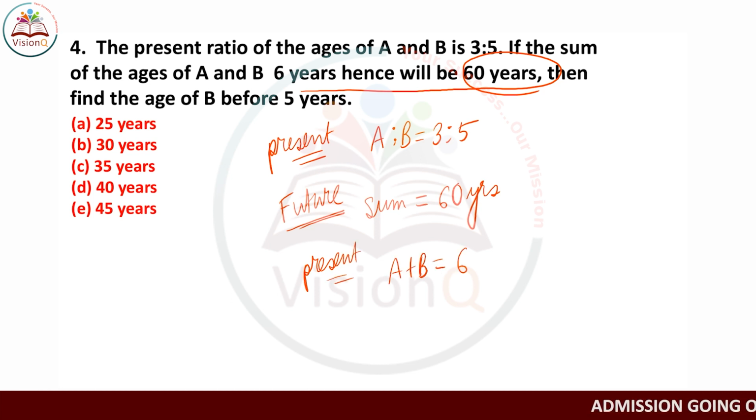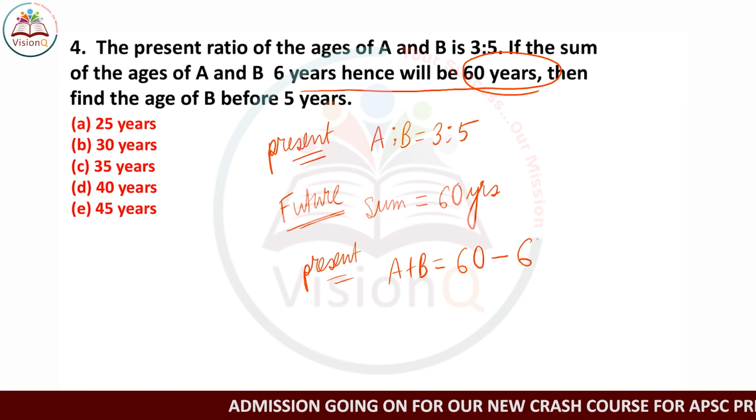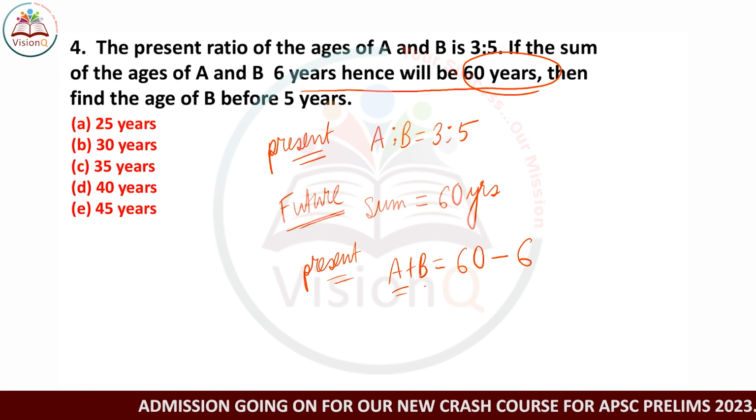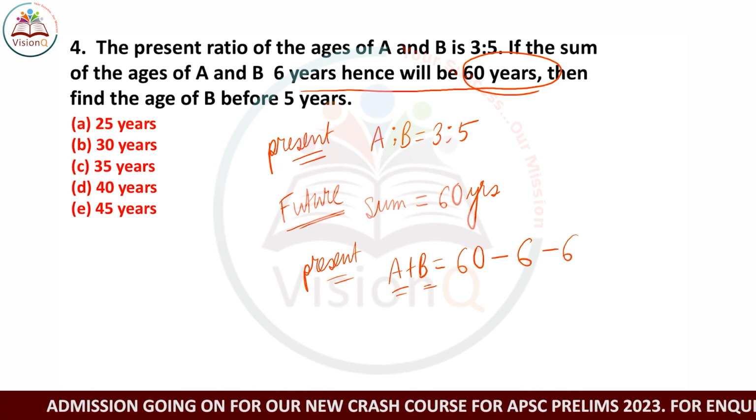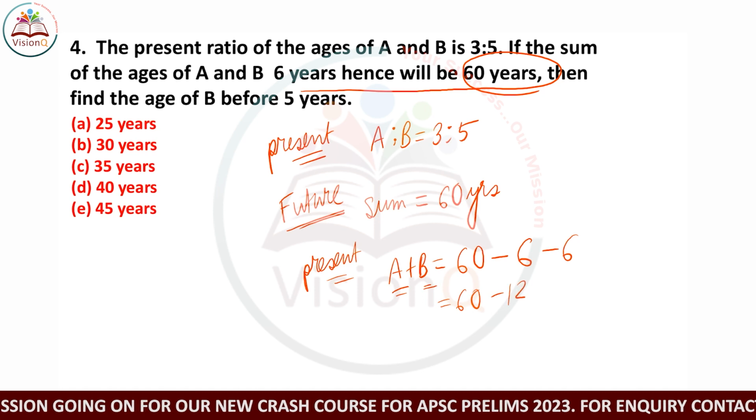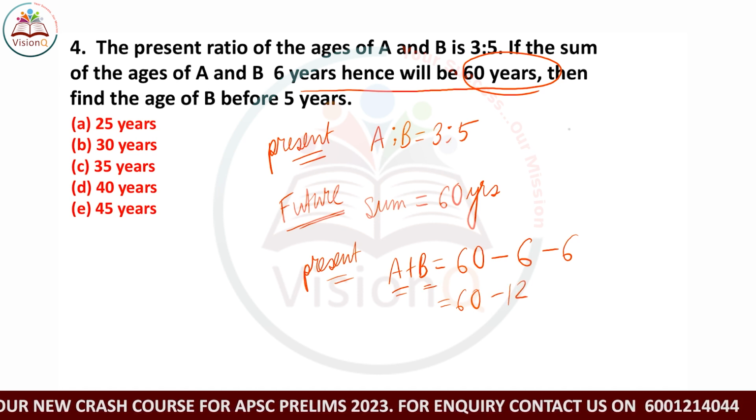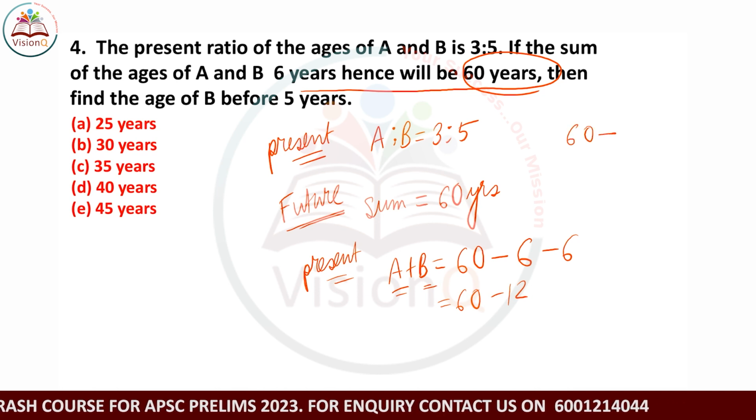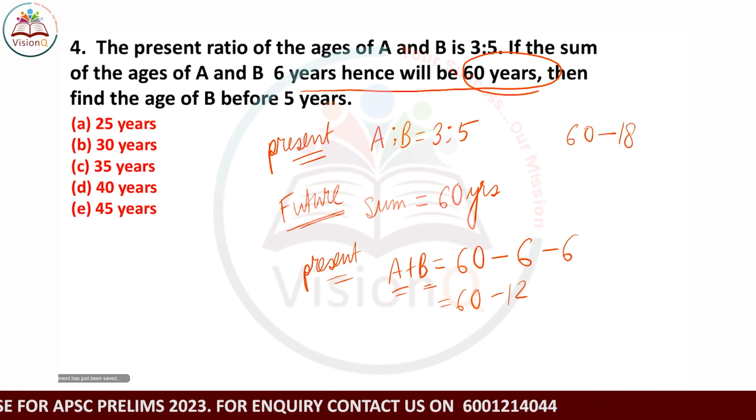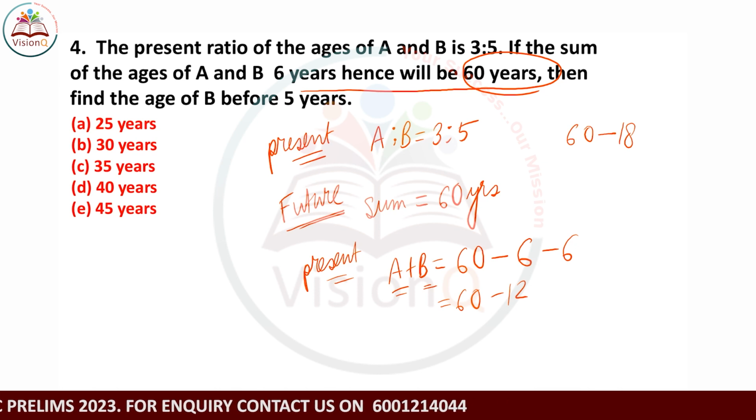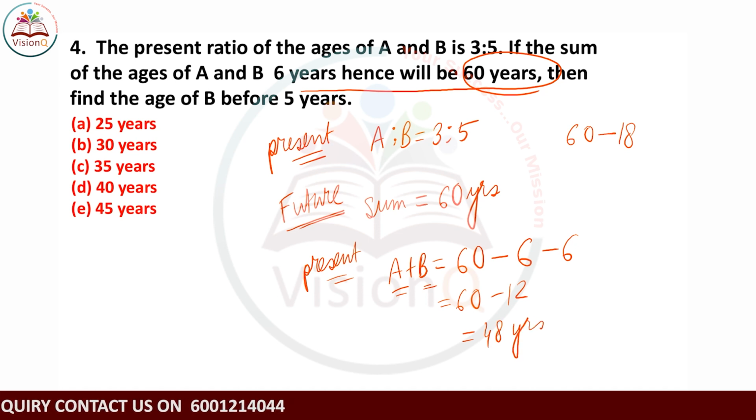From this 60, you have to subtract. Okay, subtract how much? From 6 years hence to present, I have to minus 6. I have to subtract 6 for one person. But there are two persons, no? Isn't it? To minus 6, that is minus 12. If there had been 3 persons, A, B and C, okay, then I have to subtract how much? 60 minus 6 minus 6 minus 6, that is minus 18. In this way, in order to find out the present sum, 60 minus 12 is 48 years.